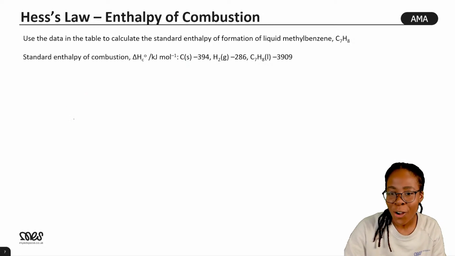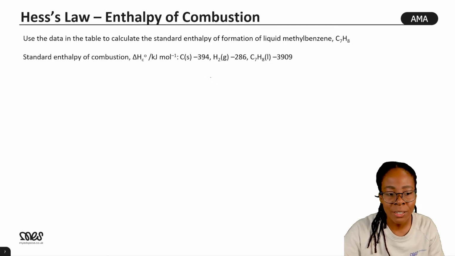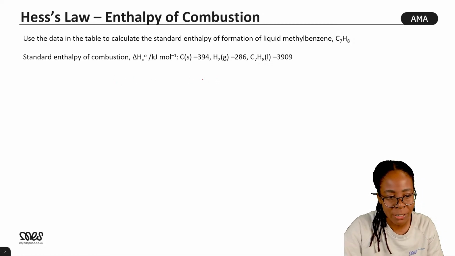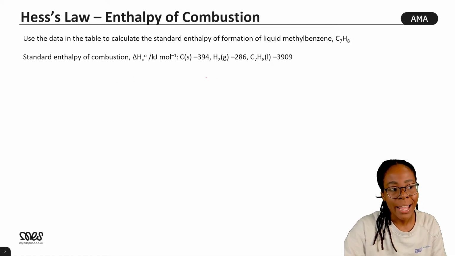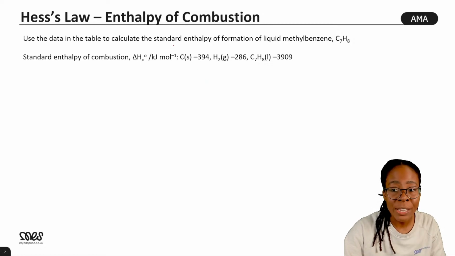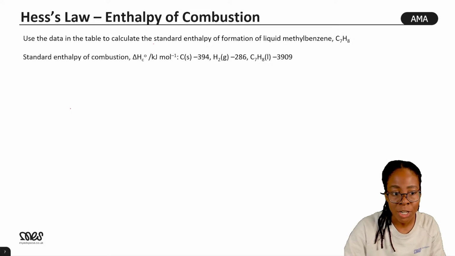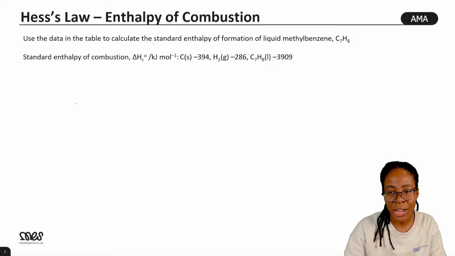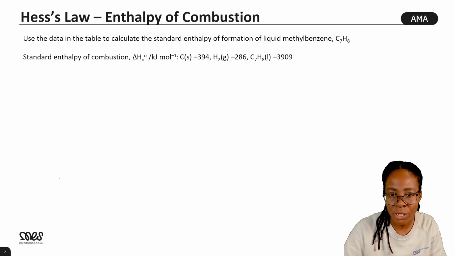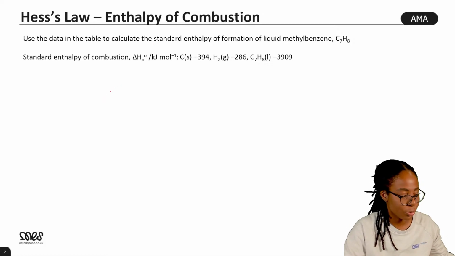Okay, so here we haven't been given an overall equation that we're trying to find the enthalpy change for, except we have, because they've given us the equation in words. They've said we want the enthalpy change for the standard enthalpy of formation. So we need to write that equation ourselves. Does anyone want to have a go in the chat of writing that equation for the standard enthalpy of formation for methylbenzene given our definitions from before?